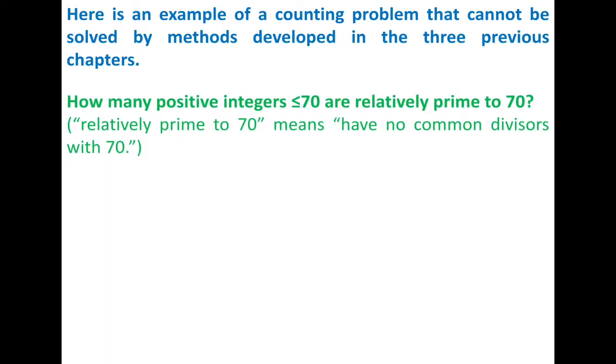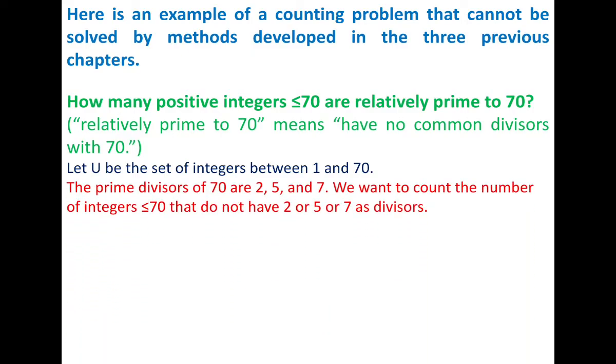Now this is the question which you cannot solve using a generating function or a recurrence relation. So how many positive integers are relatively prime to 70? For example, 9 and 70 are relatively prime, 11 and 70 are relatively prime. It means which have no common divisors with 70. Yes, so we can see it like this: let U be the set of integers between 1 and 70, then the prime divisors of 70 are 2, 5, 7.